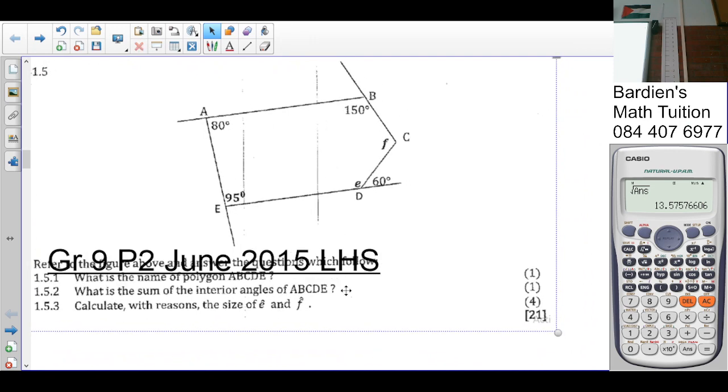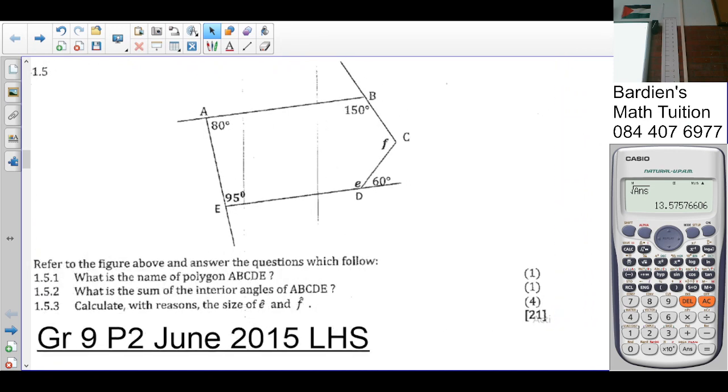1.5. We are told in 1.5, refer to the figure above and answer the question that follows. What is the name of the polygon ABCDE? It has five sides. Pentagon. Penta.